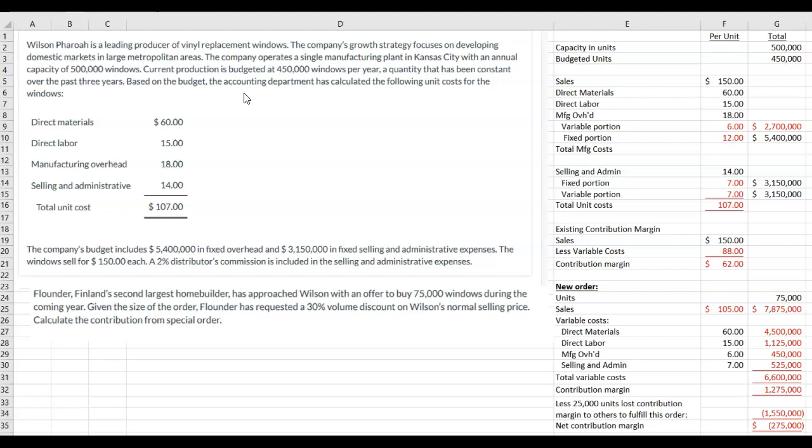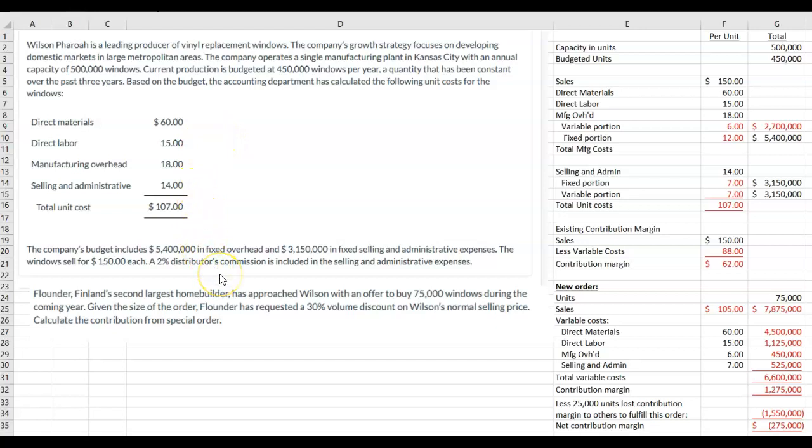The company's growth strategy focuses on developing domestic markets in large metropolitan areas. The company operates a single manufacturing plant in Kansas City with annual capacity of 500,000 windows. Current production is budgeted at 450,000 windows per year, and that's a quantity that's been constant over the past 3 years. So based on the budget, we've got the following unit costs here.